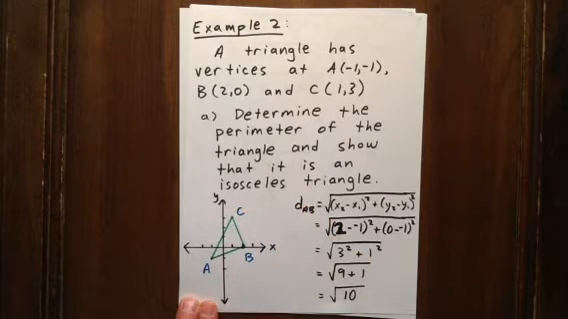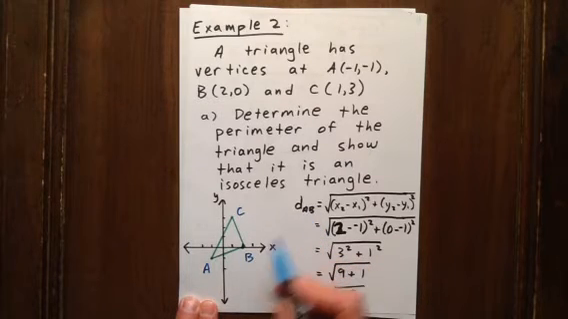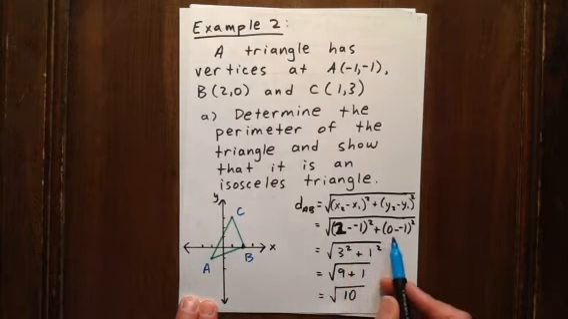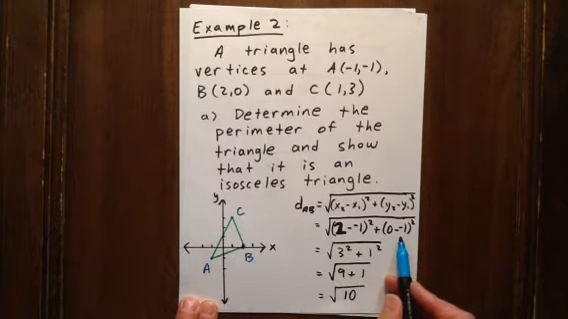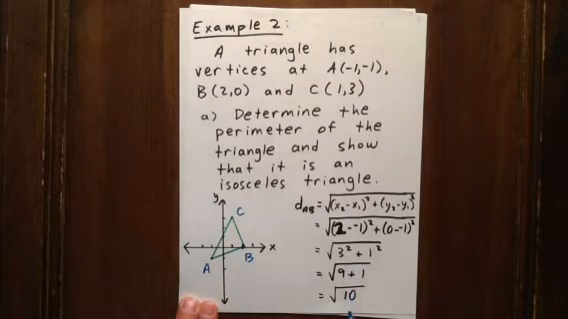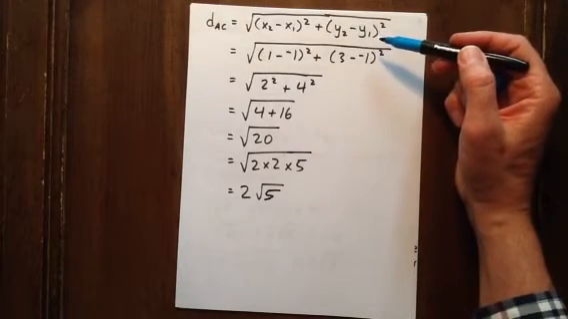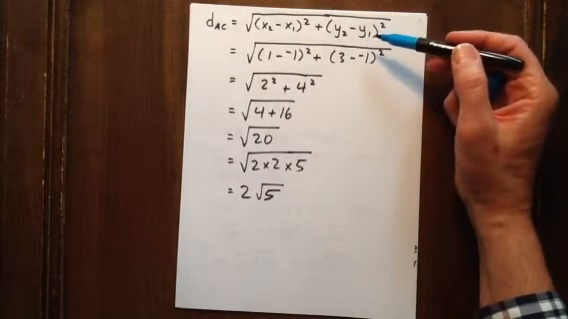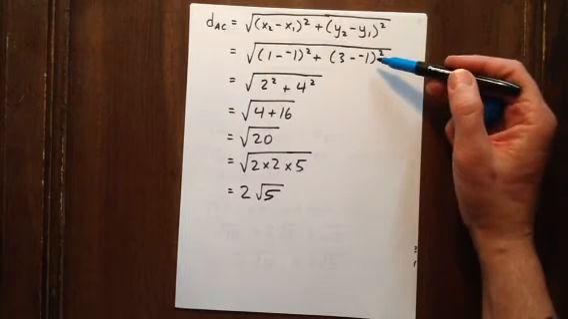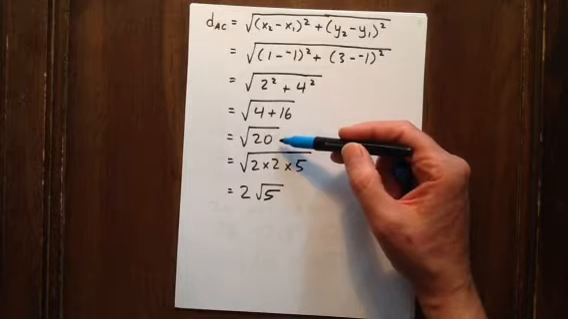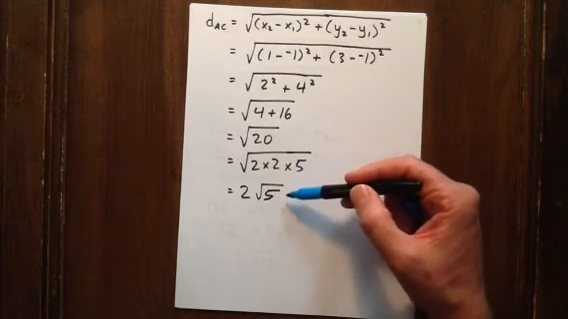And in order to get the perimeter, we should know the length of each side. So we begin with the distance between A and B. The square root of x2 minus x1 squared plus y2 minus y1 squared equals root 10. The distance from A to C is the square root of x2 minus x1 squared plus y2 minus y1 squared, and what we end up with there is the square root of 20. And if we simplify that, we get 2 root 5.